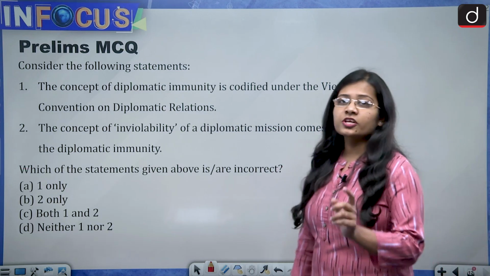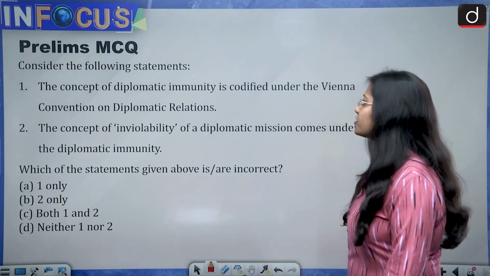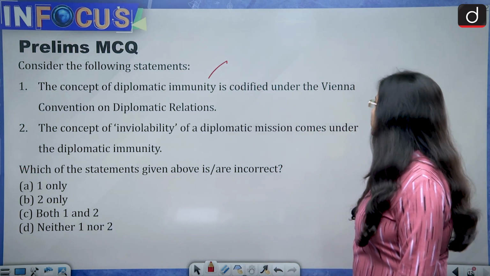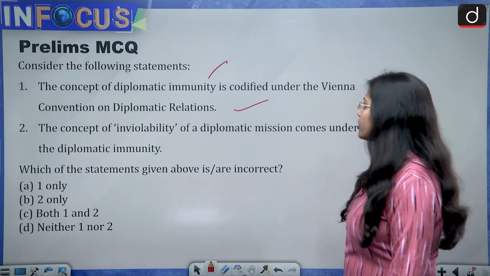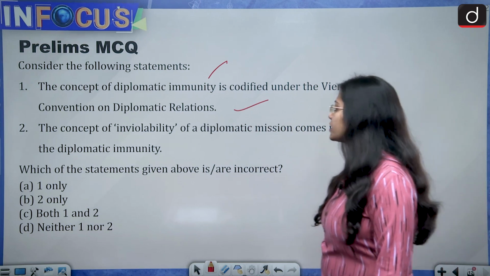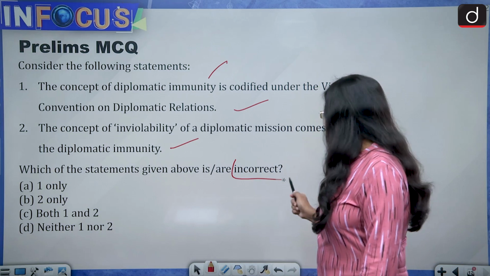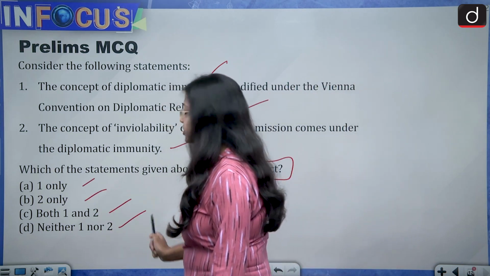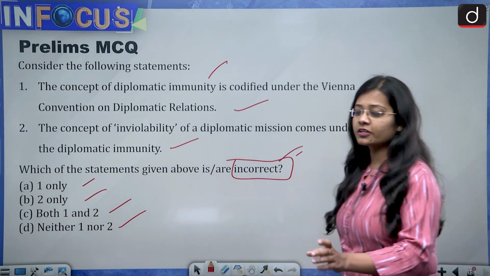Now in the end, it's time for the prelims MCQ, and you need to tell me the answer in the comment section. Consider the following statements. The concept of diplomatic immunity is codified under the Vienna Convention on Diplomatic Relations. The concept of inviolability of a diplomatic mission comes under diplomatic immunity. You have to tell which of the statements are incorrect. The codes are: 1 only, 2 only, both 1 and 2, neither 1 nor 2. Mark the incorrect statements and give me the answer in the comment section.